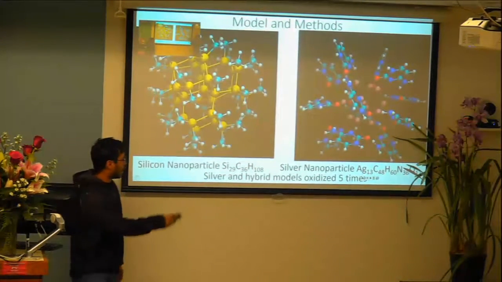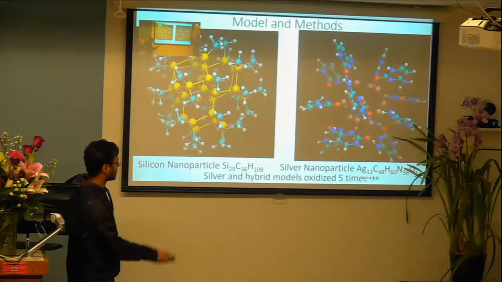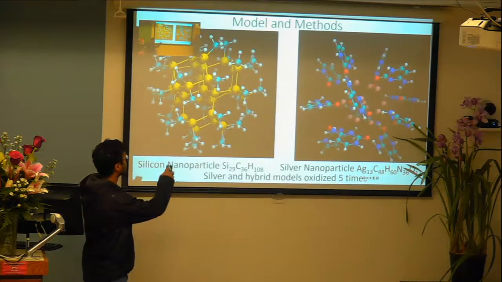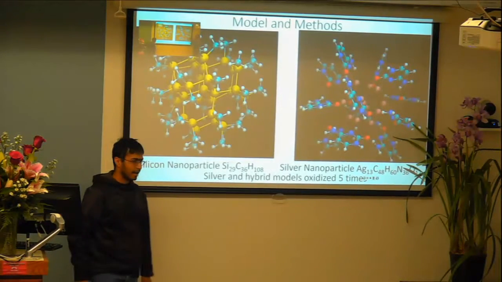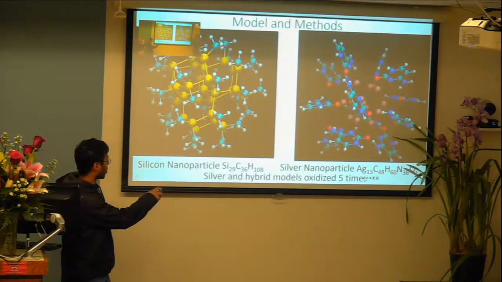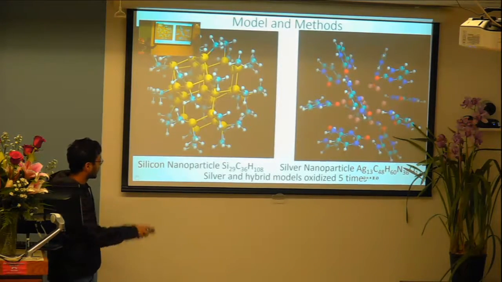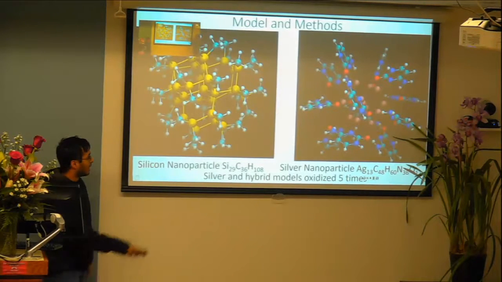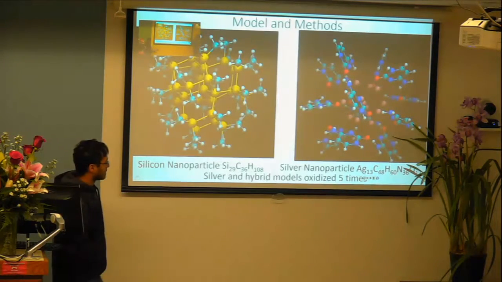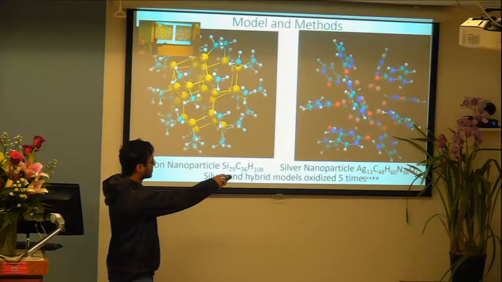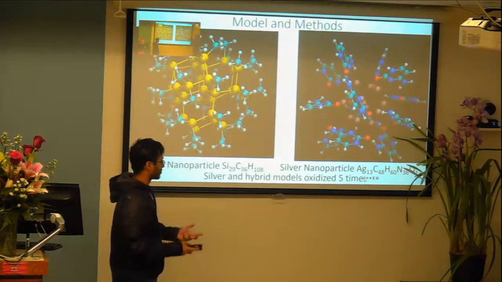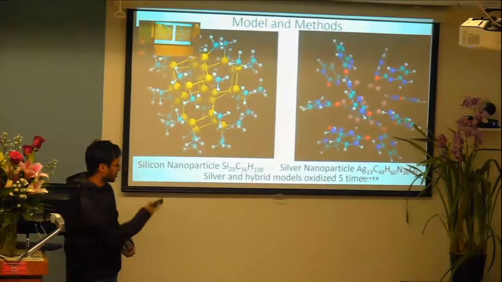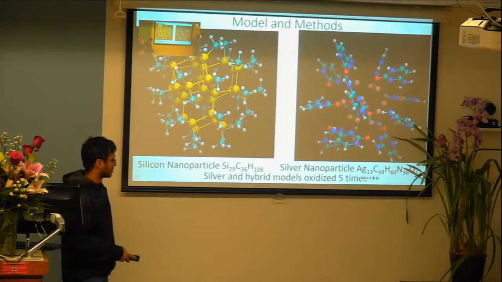On this slide, you can see a couple of different images for our model. On the left-hand side, we have a silicon nanoparticle. The yellow atoms represent the silicon atoms, the turquoise atoms represent the carbons, and the gray atoms represent the hydrogens. On the right-hand side, you see a silver nanoparticle, where now the pink atoms represent the silver atoms, and the chains are made up of different molecules such as carbon, hydrogen, nitrogen, and oxygen.